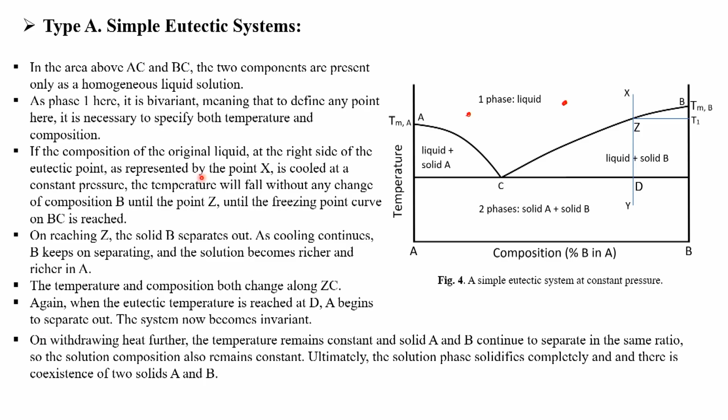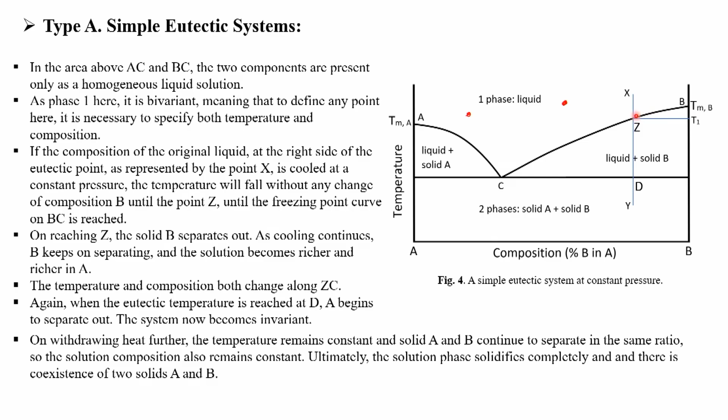If the original liquid, on the right side of the eutectic point as represented by point X, is cooled at a constant pressure, the temperature will fall without any change of composition B until the point Z on the freezing point curve BC is reached. So, if we start from point X here and cool down, keeping the pressure constant, we reach the freezing point curve of BC here.